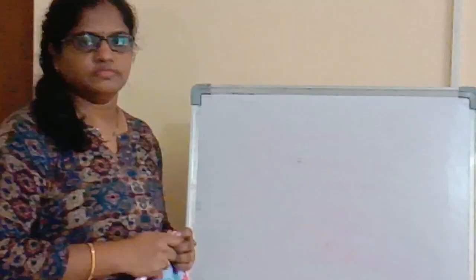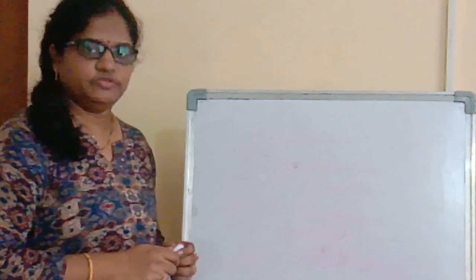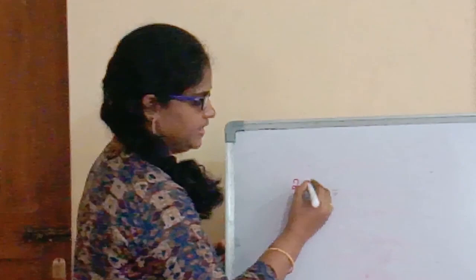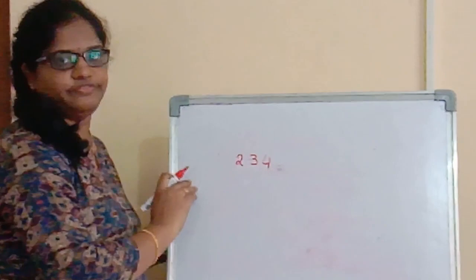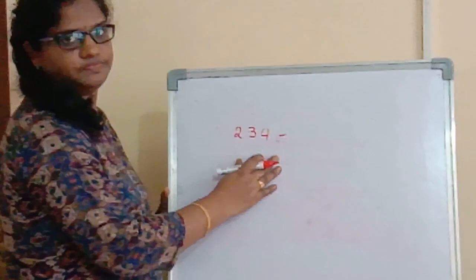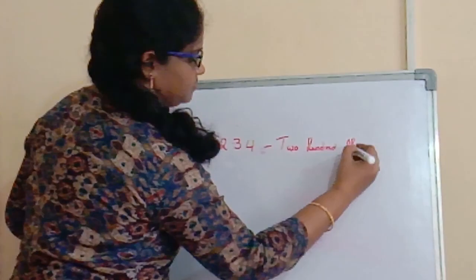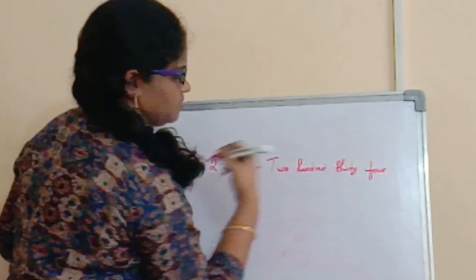In this 4 digit chapter, we are discussing standard form, word form and expanded form. What is standard form? Suppose let's take one number, 234. This form everyone knows. This is standard form. Write this one in word form. 234. This is the word format and this is the standard format.